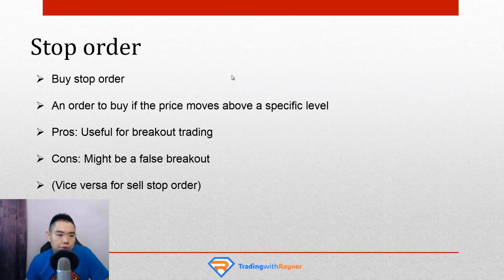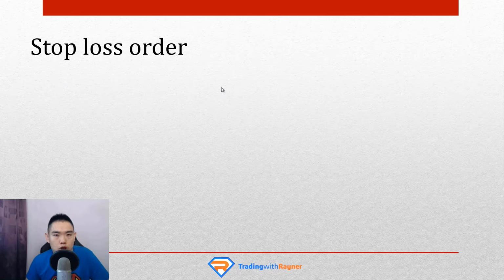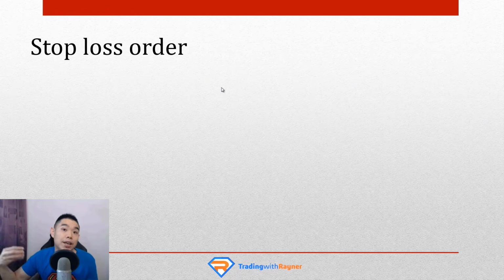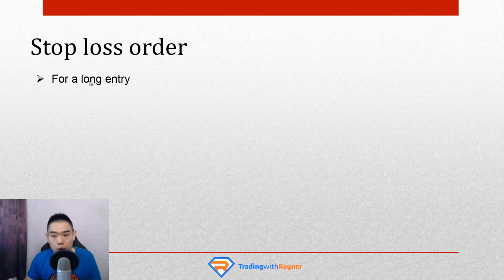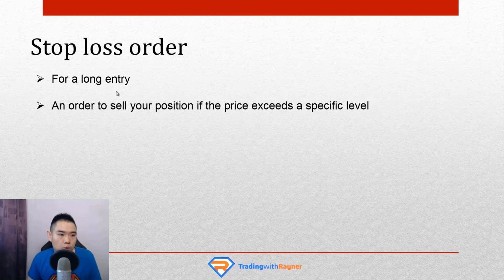So the next type of order will be the stop loss order. The first three orders that I shared with you are orders to get you into a trade. A stop loss order is the opposite, because this is an order to get you out of a trade. So let's say we are going with a long entry. A stop loss order is an order to sell your position if the price exceeds a specific level.